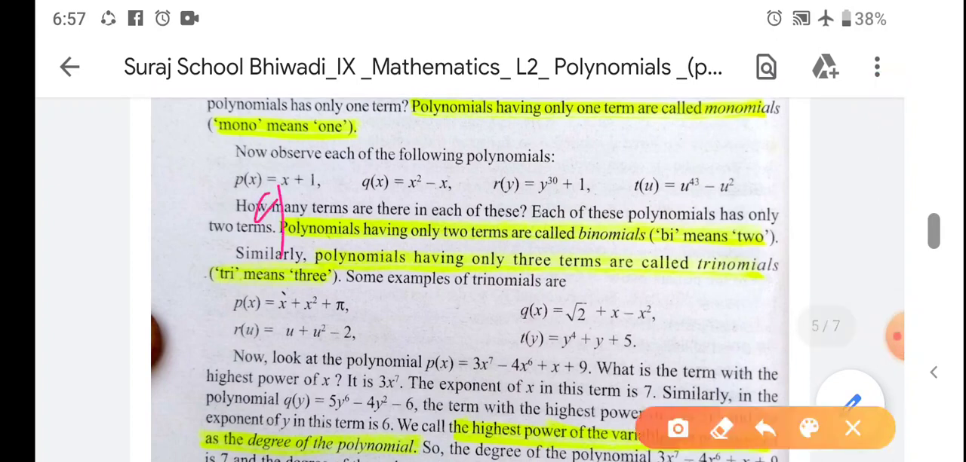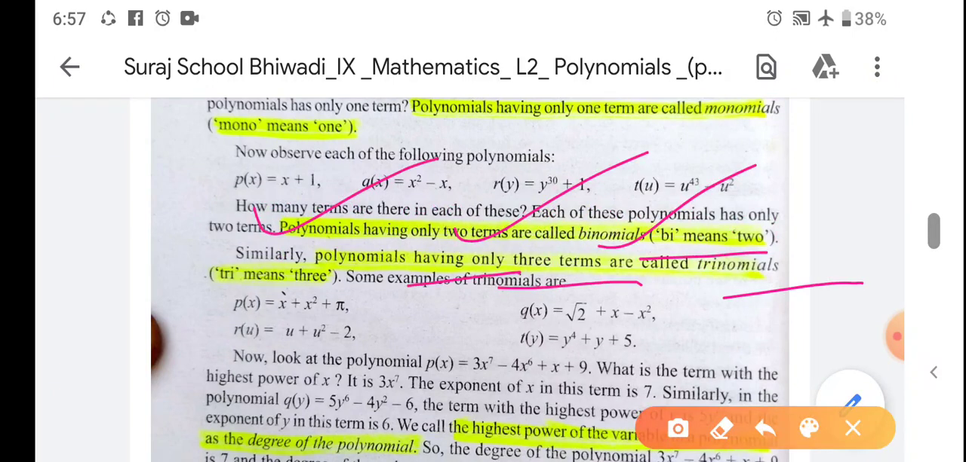Now in these examples you are watching that there are two terms. Terms are separated by the sign of plus and minus. So here you saw that there are two terms. So polynomials having only two terms are called binomials. Bi means 2. Polynomials with 3 terms are called trinomials. Tri means 3.